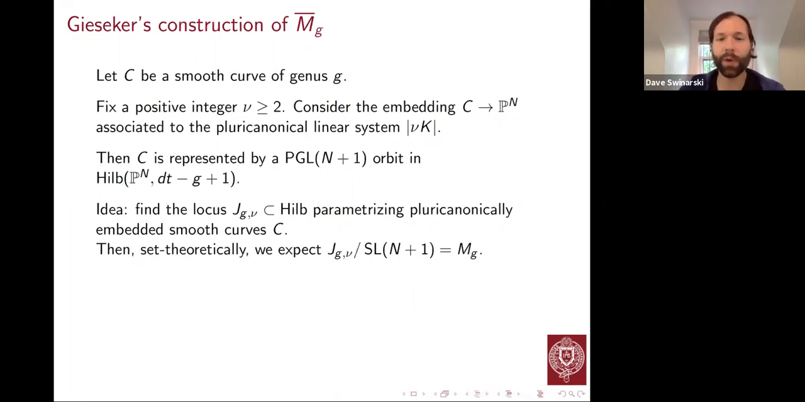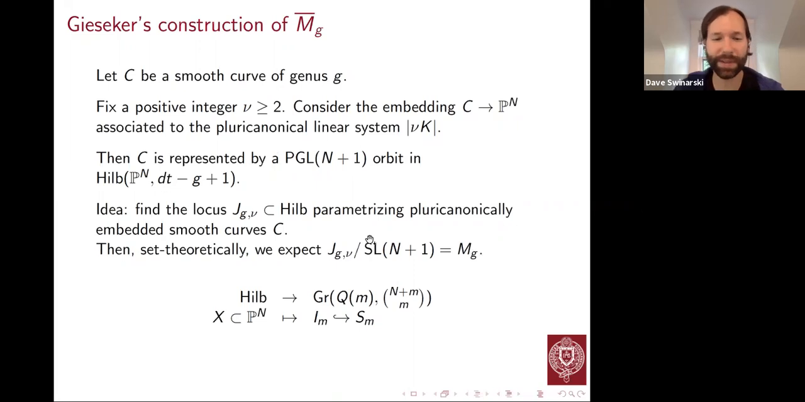Giesecker made all of that work. And in fact, he showed that if you take nu greater than or equal to 5, and if you embed your Hilbert scheme in the right Grassmannian, which I'll explain in a second, you not only get MG, you can actually take the closure of this locus J and you get MG bar.